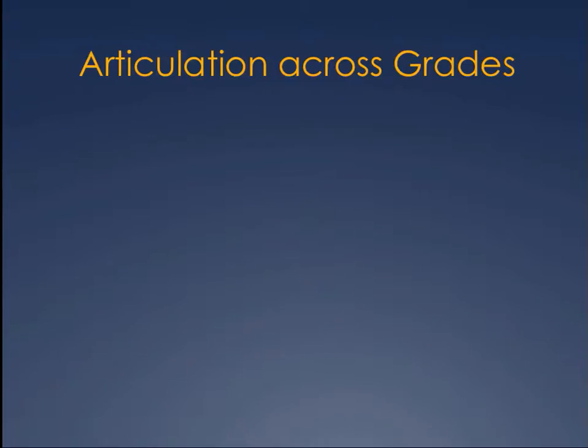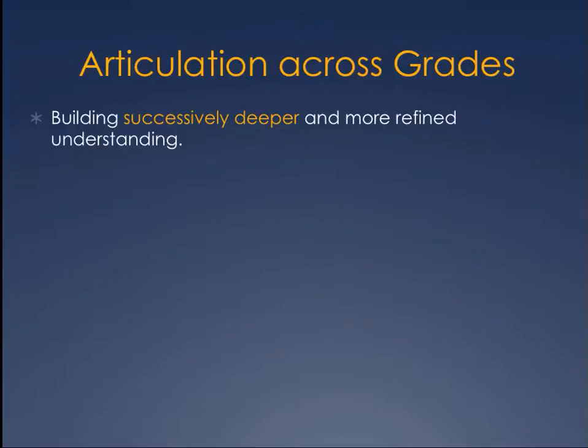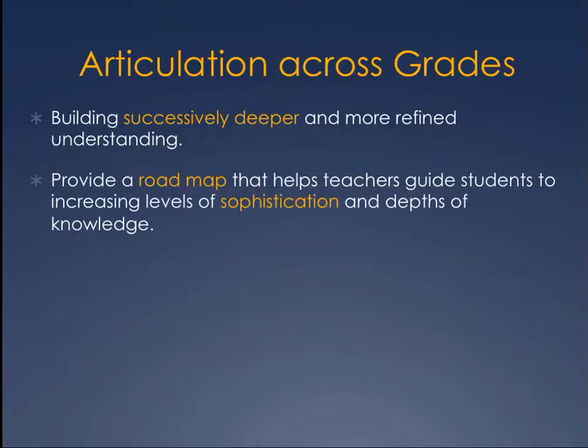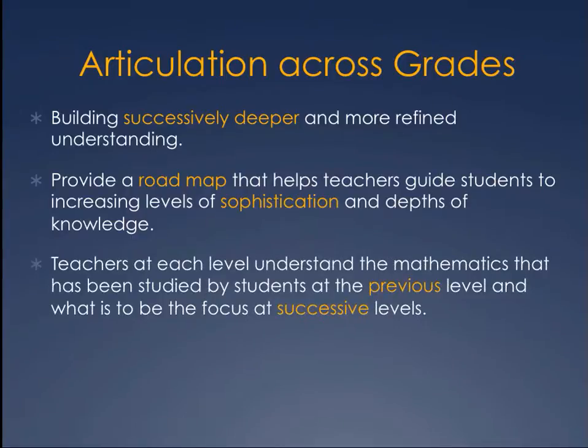The next component that NCTM suggests is articulation across the grades. They suggest building successively deeper and more refined understanding, a curriculum that provides a roadmap that helps teachers guide students to increasing levels of sophistication and depths of knowledge, and teachers at each level understand the mathematics that has been studied by students at the previous level and what is to be the focus at successive levels.